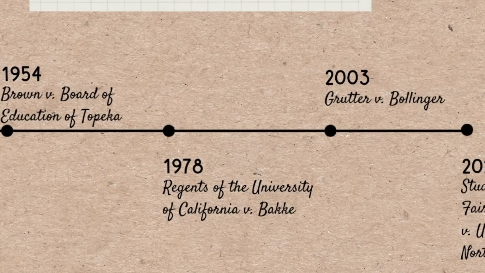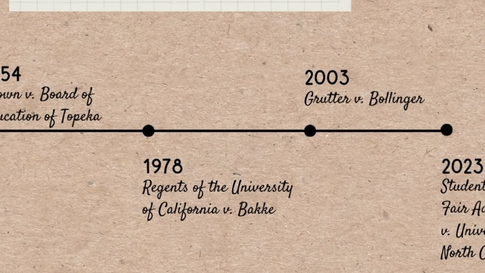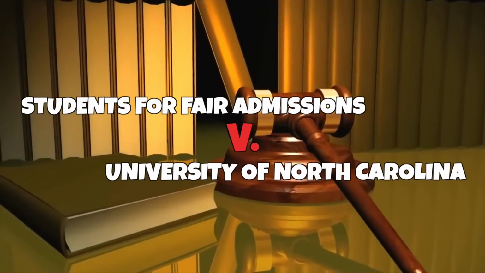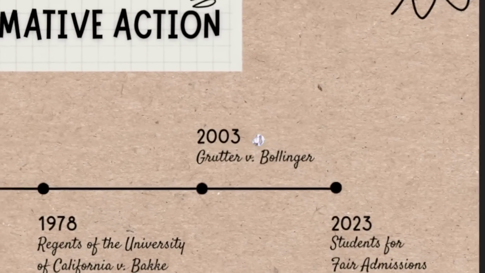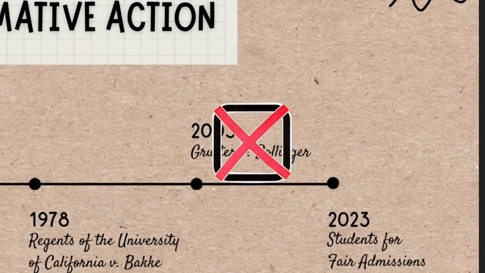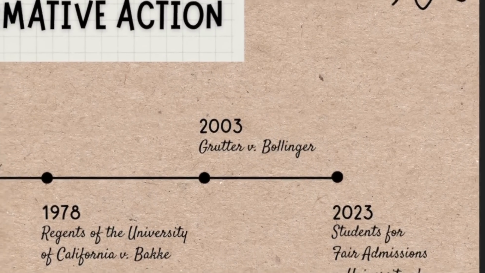So now the Supreme Court has ruled that race cannot be used in the college admissions process in the landmark case, Students for Fair Admissions versus the University of North Carolina and Harvard. In this landmark decision, the Supreme Court ended the Grutter Rule that allowed race to be used as a factor in admissions. So let's just step back.